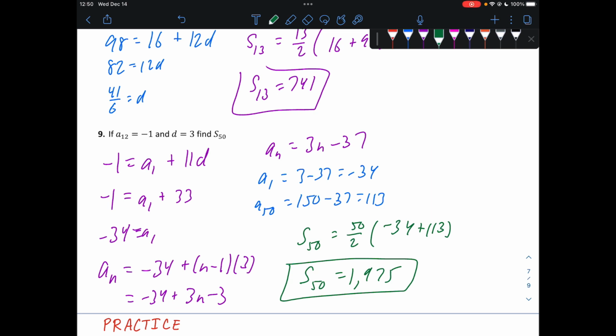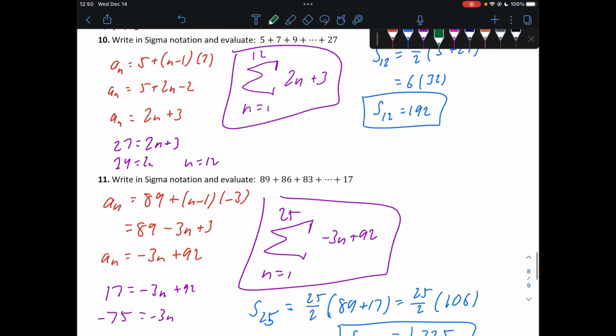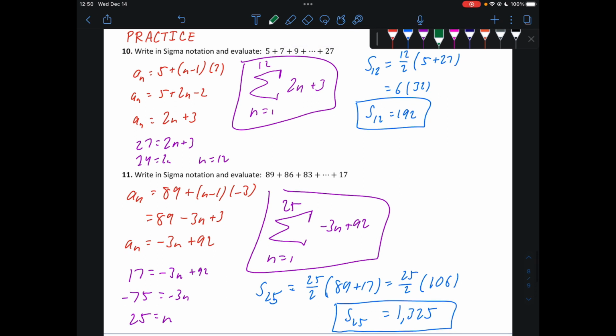All right, to this point, I would suggest that you pause this video. There are 2 problems left on the last page. Try those last 2. When you're done, unpause the video and check your answers. Here are the answers to the last two problems on the last slide.